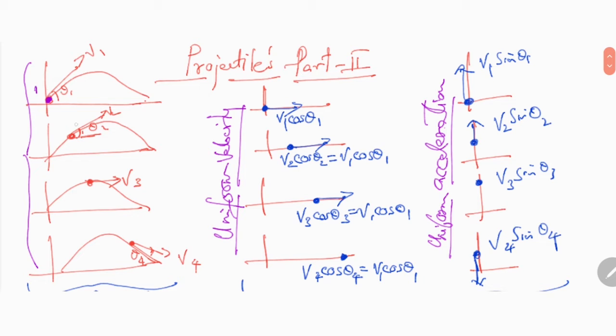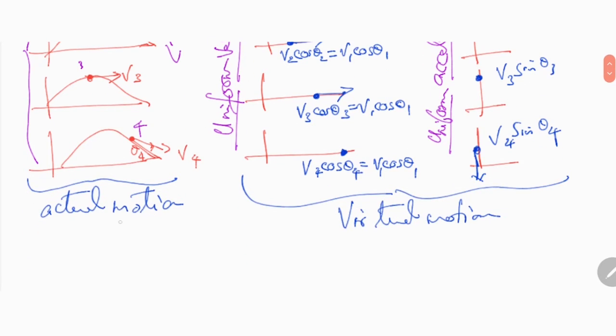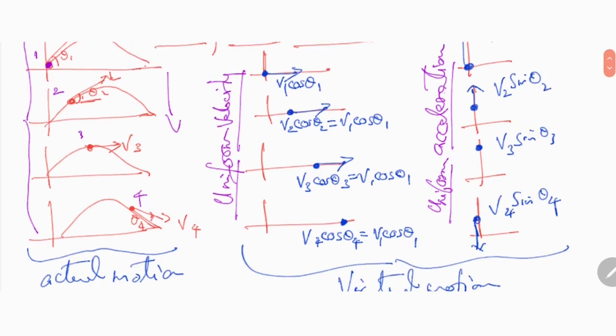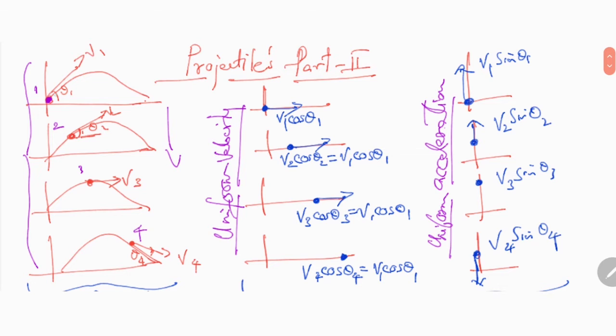So we'll call this point 1, point 2, point 3, and point 4. And accordingly, I have labeled them. So velocity at point 1 is v1, velocity at point 2 is v2, and so on. Similarly, the angle made with the horizontal surface is theta 1, theta 2, theta 3, and so on. If you look at this part, this is the actual motion, exactly how the ball is traveling. And if you see along its path, the velocity is changing, the angle is changing.